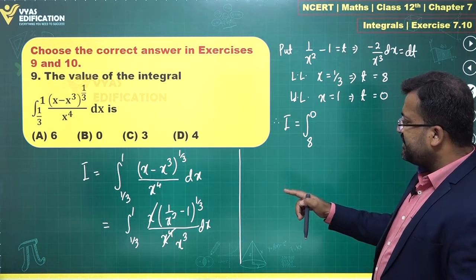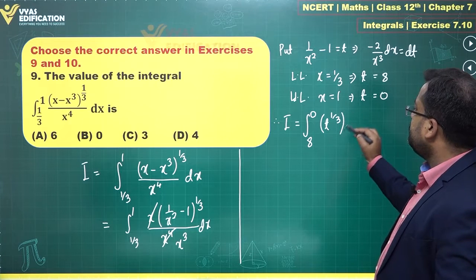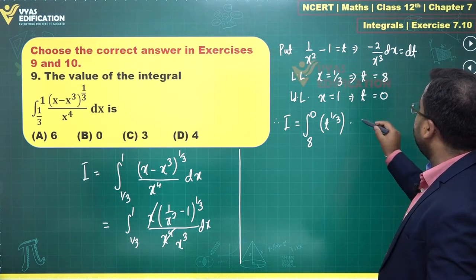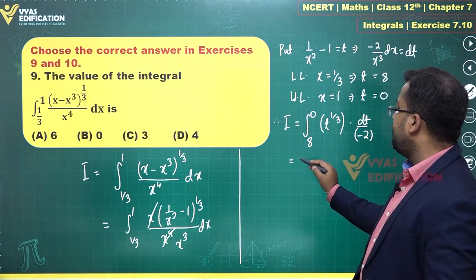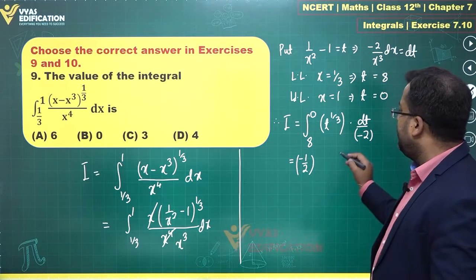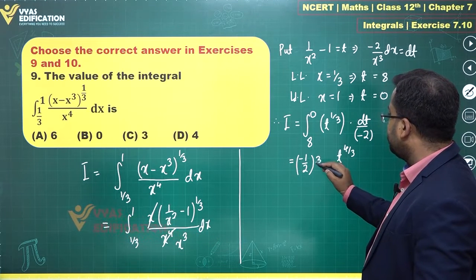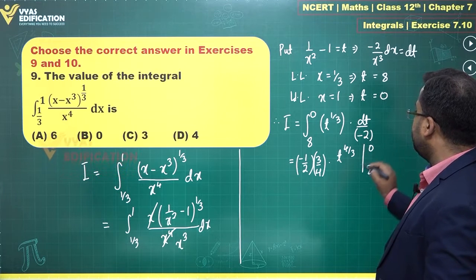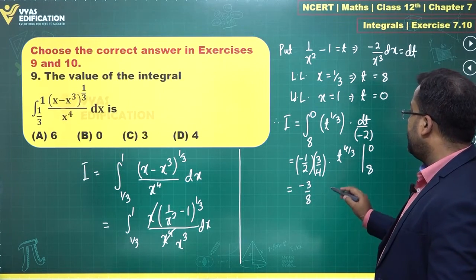You have 1 by x square minus 1, which is t power 1 by 3, times dx upon x power 3. dx upon x power 3 is dt upon minus 2. Okay, so this minus 1 by 2 will come out common. T power 1 by 3, the integral will be t power 4 by 3 upon 4 by 3, which becomes 3 by 4 over here, and you put the limits from 8 to 0. This is minus 3 by 8.